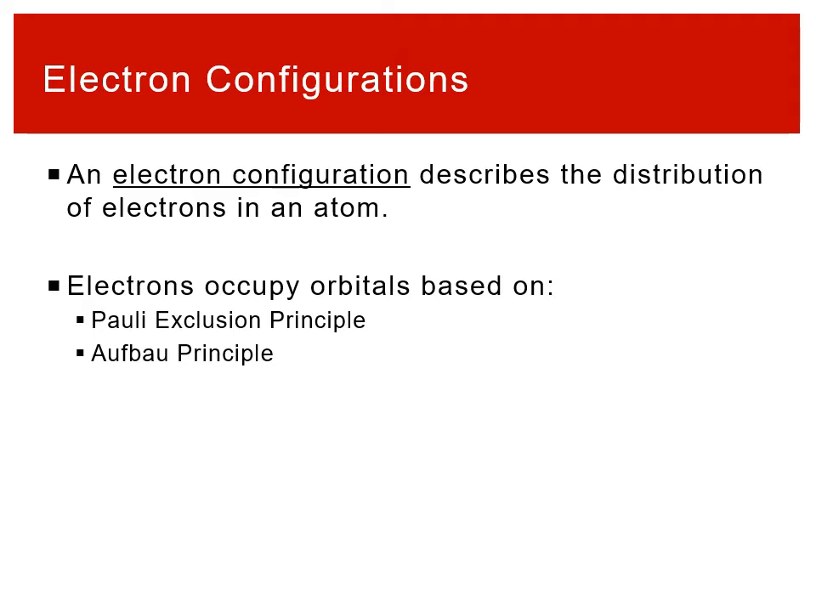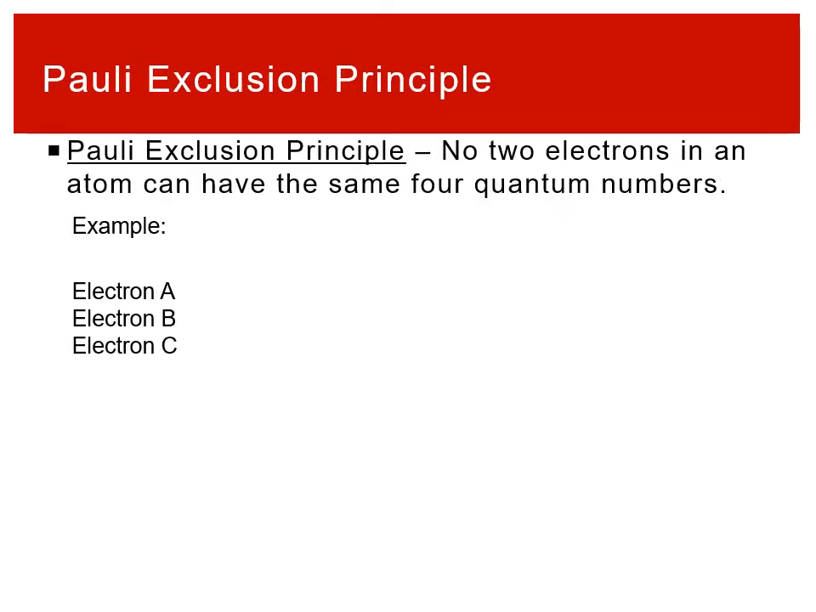There are a couple of different rules that we're going to use to work out where electrons go. They're the Pauli exclusion principle and the Aufbau principle. We're going to work through those one at a time, and build up how we come up with electron configurations. So the first one we want to talk about is the Pauli exclusion principle.